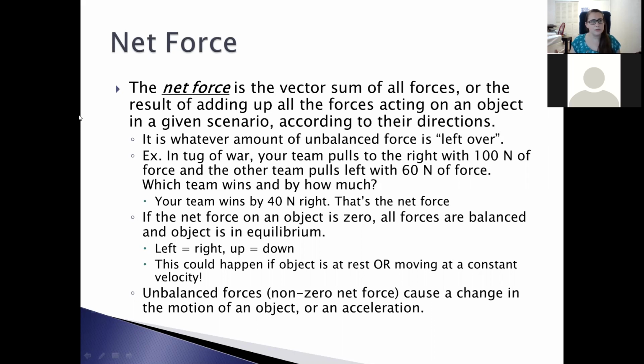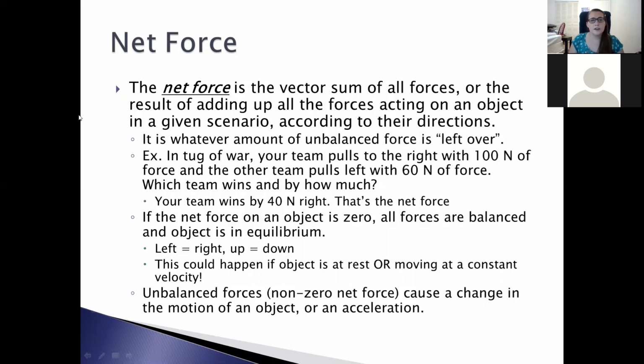Anytime we're thinking through these scenarios of multiple forces acting on an object at the same time, you can always ask yourself, if this were tug of war, which direction would win and by how much? And in thinking through it like that, you're actually calculating the net force. Madeline, I will go back in just a moment to that slide so you can take a picture.